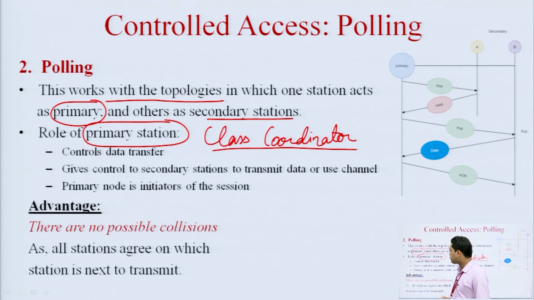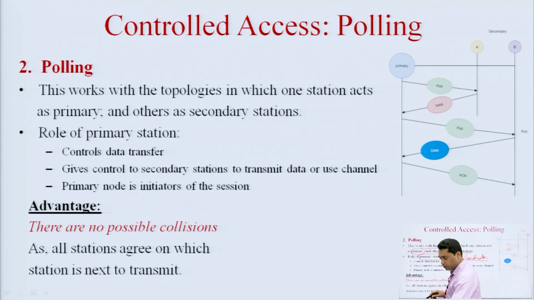Now, what are the roles and responsibilities of the primary station? The roles and responsibilities are to control data transfer, so there is no collision, give control to the secondary station that will transmit the data now and for the next packet, and the primary node initiates the session.